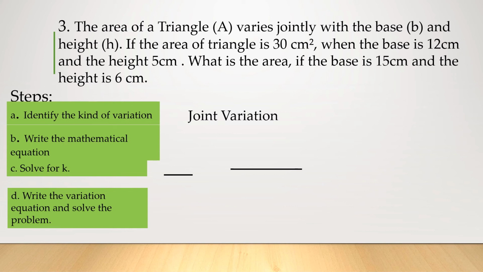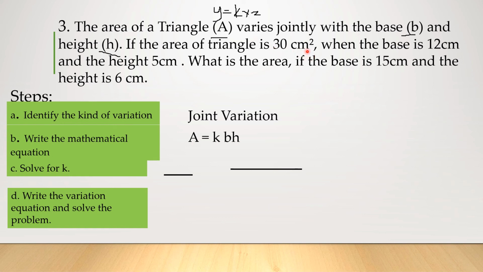In joint variation, we have Y is equal to K times X times Z. So there are three quantities. We have A, we have B, we have H. Now, A is Y, K is the constant of variation, X is B, and H is Z, which means A is equal to K times B times H. Now, we can just substitute the first set of given values here in order for us to solve for the value of K.